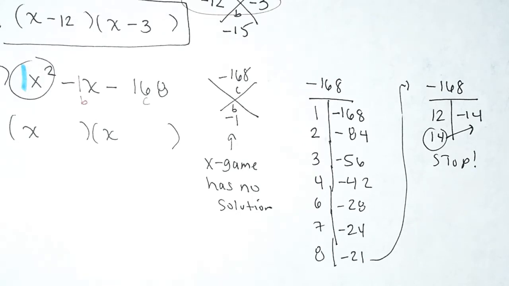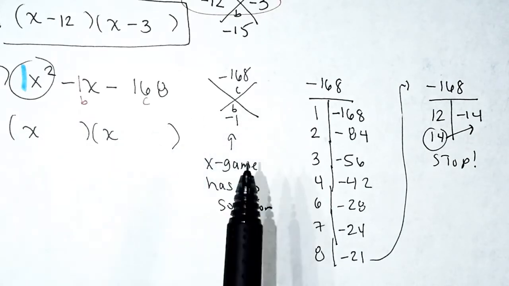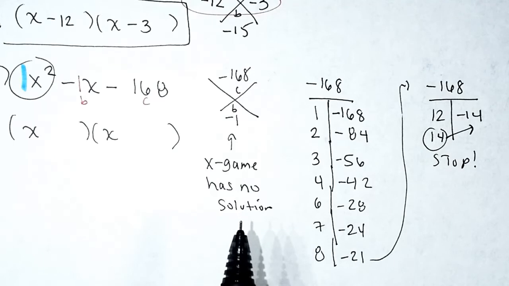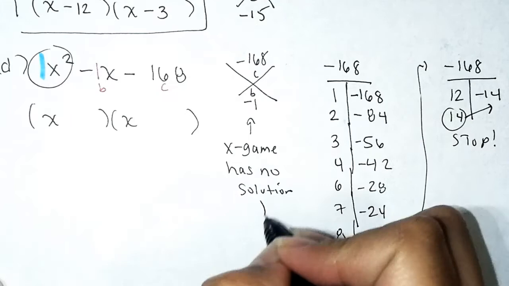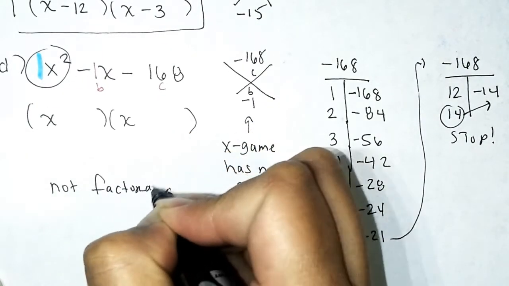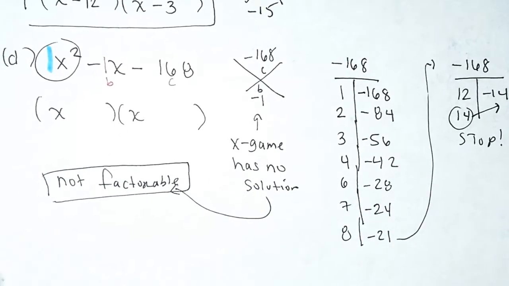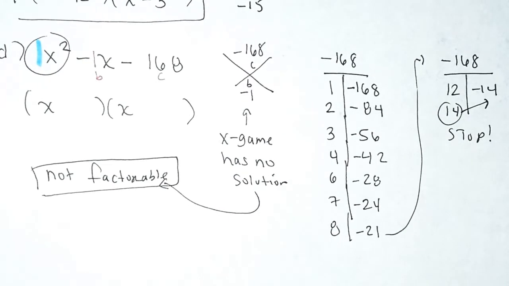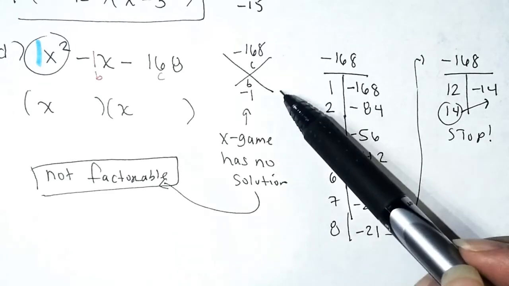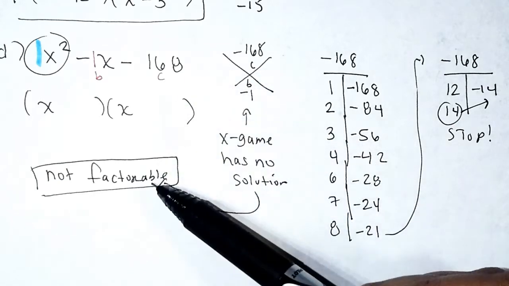Okay, we have a trinomial, we are asked to factor it, and this is how it's going to go down. If the X game has no solution, then that means that the trinomial is not factorable. Pretend I wrote down all those words, okay? For those of you that want a longer journal entry, you say, since the x game has no solution, then that means that the trinomial is not factorable.